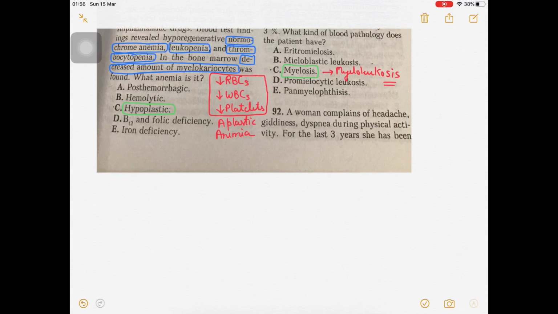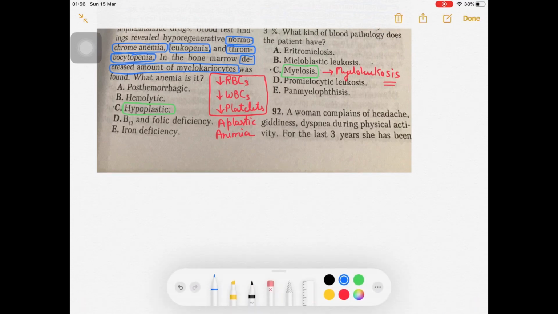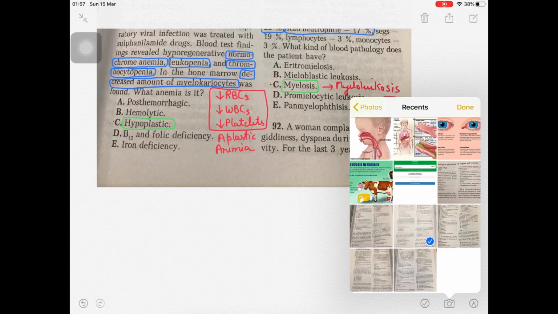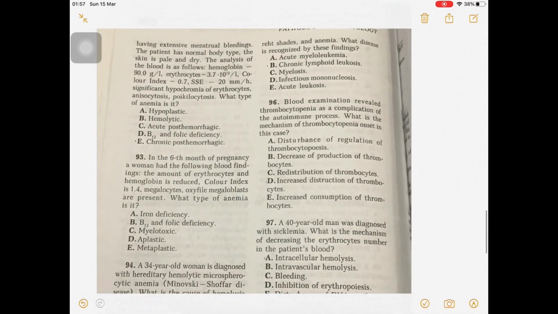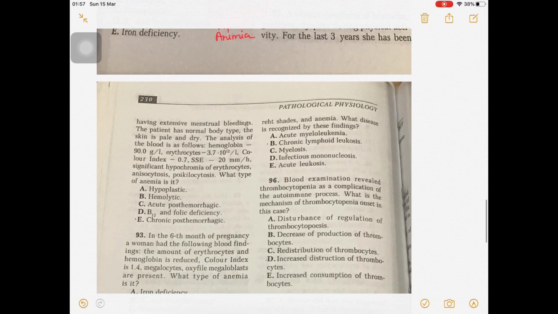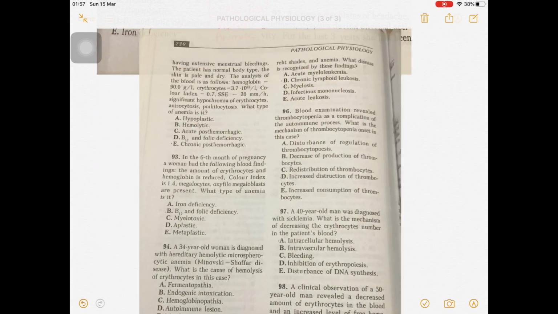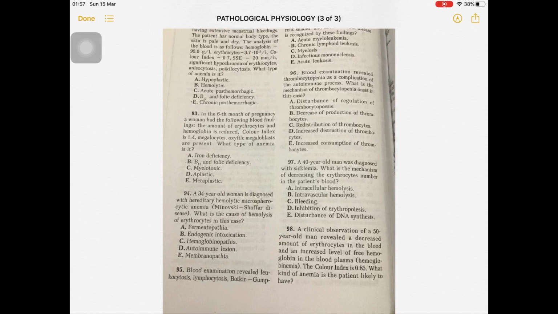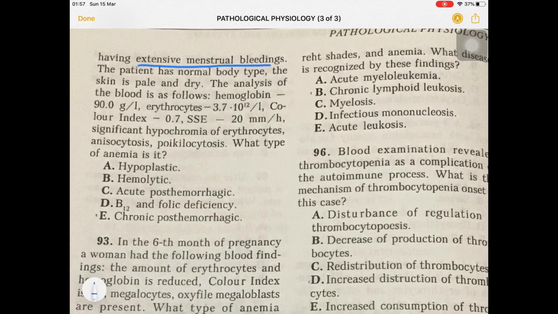Let me add one more image over here. Look at this one. So that is making the continuity. Question number 92: a woman complains of headache, giddiness, dyspnea during physical activity for the last 3 years. She has been having extensive menstrual bleeding. Yes, that is the main key finding over here for us.